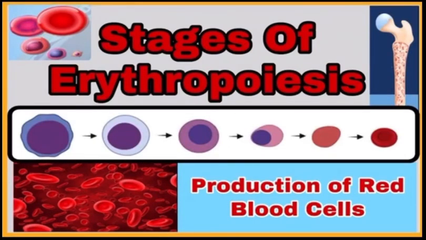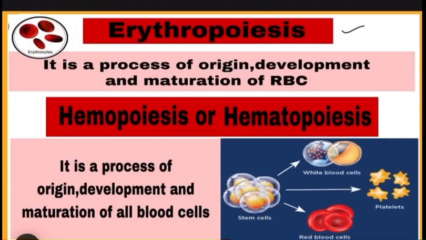Hello students, erythropoiesis, production of red blood cells. Let us learn different stages of erythropoiesis in this video. Erythropoiesis actually is a process of origin, development and maturation of red blood cells.